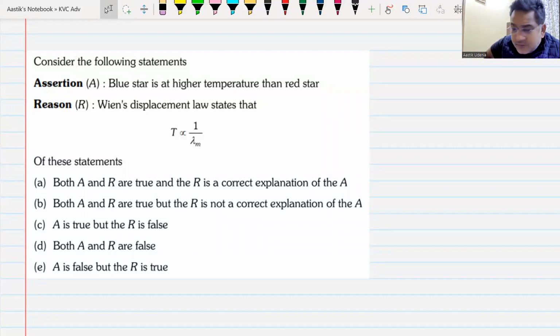Option A, and I've already given you the example of blue flame and red flame. Your gas stove has a blue flame, that is at a higher temperature. If you put water, it becomes orange or red. We understand this, yes or no? Yes.